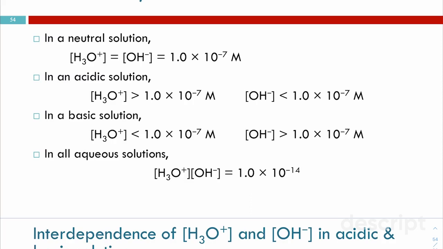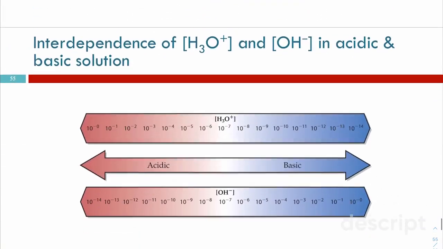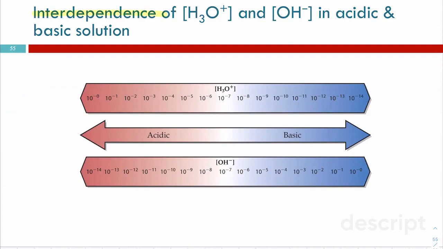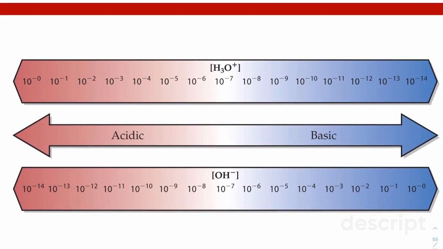Yeah. Okay. So there's this balancing act between the two. And that makes them interdependent. So if we're looking at just the concentrations of H3O plus and OH minus, I have to check and make sure how good this looks. So this is 10 to the negative 0. Down here is 10 to the minus 14. Up here, this is 10 to the minus 14. And 10 to the minus 0.